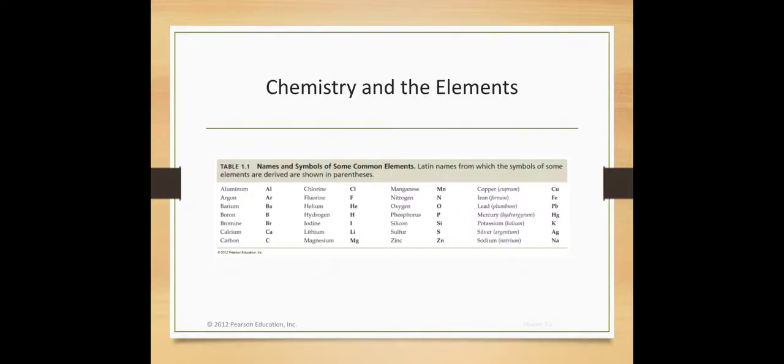Chemistry and the elements. There are various elements in the periodic table, and in this table there are certain elements with their symbolic expression, and also these elements in their Latin names. For example, we can say copper in Latin is cuprum, iron is ferrum, lead is plumbum, and so on.